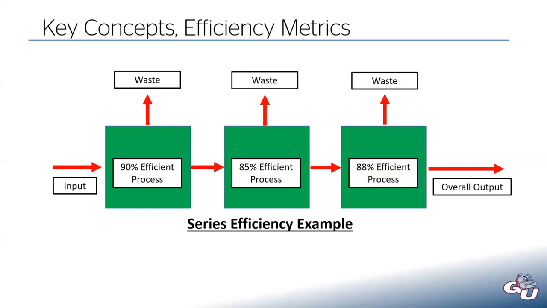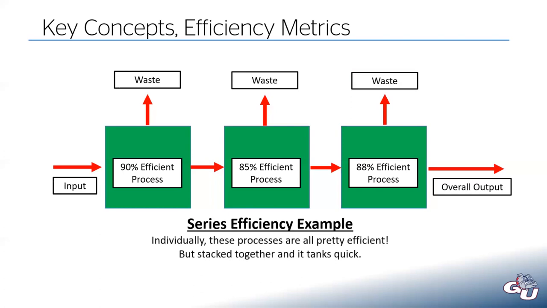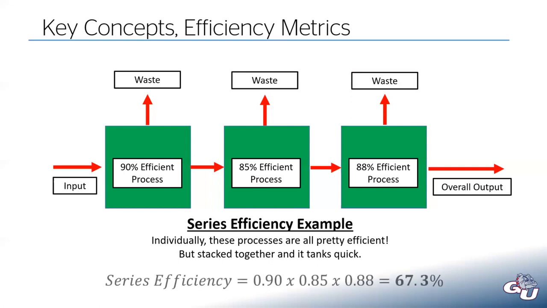Individually, all of these processes are pretty efficient. I mean, anything above 80%, that's pretty good. But the problem is, because of that series efficiency equation, where we're going to multiply this all together, you're going to see that the series efficiency of this entire staged process is only 67.3%. Well, that's not very good.